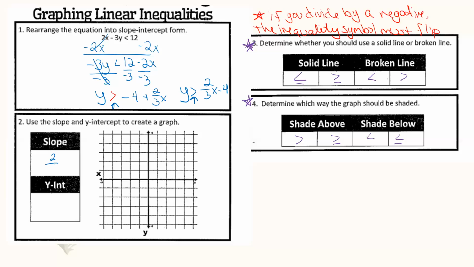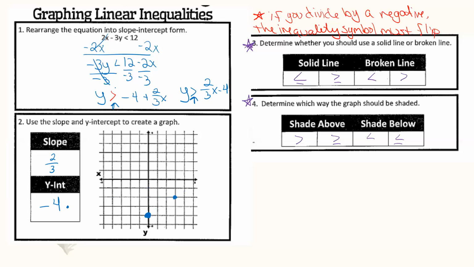So going through, our slope is 2/3. Y-intercept is -4. So this is our starting point here. Coming down here to -4, putting a dot. Slope 2/3, going up 2, to the right 3. Okay, and it looks like I'm only going to be able to fit those 2 dots.